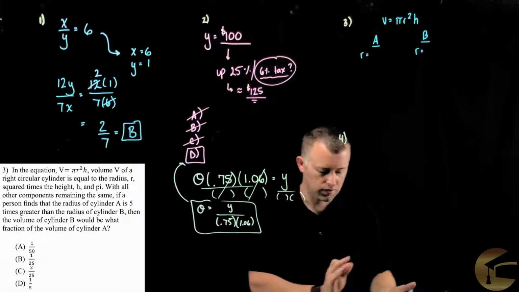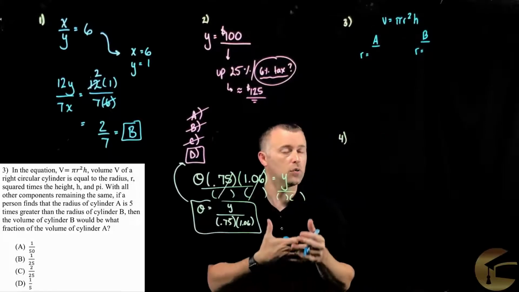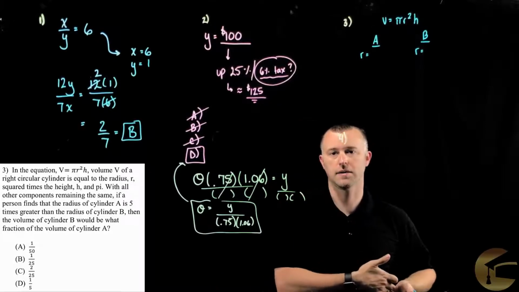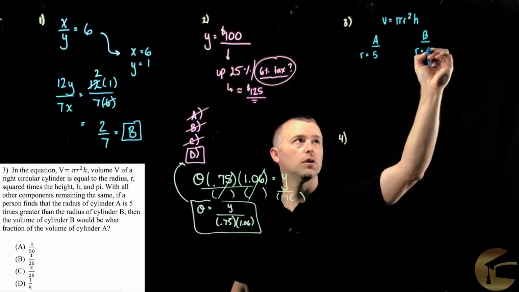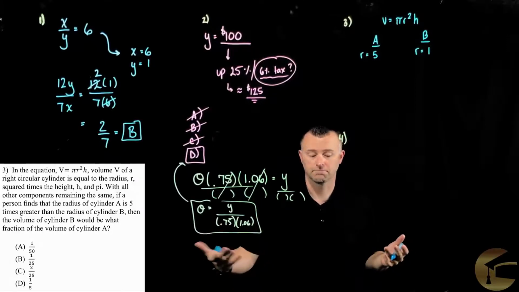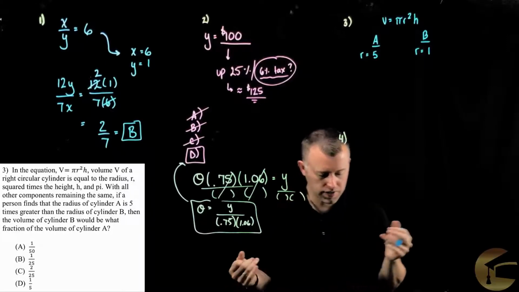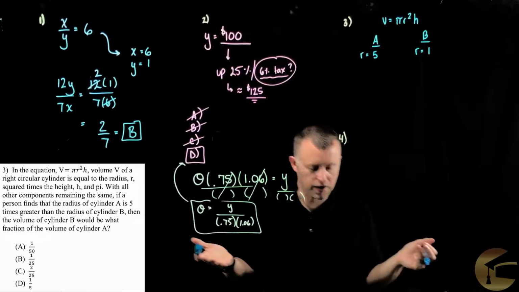Now, the key on this, look at the answer choices. They're all fractions. They're asking for fractions, which tells me I can plug in. It's okay. So here I go. I know that A is 5 times greater than B, so I'm going to call the radius 5 and 1. That's 5 times greater. Now, after they say that, literally the next statement is, then the volume of B is what fraction of the volume of A.